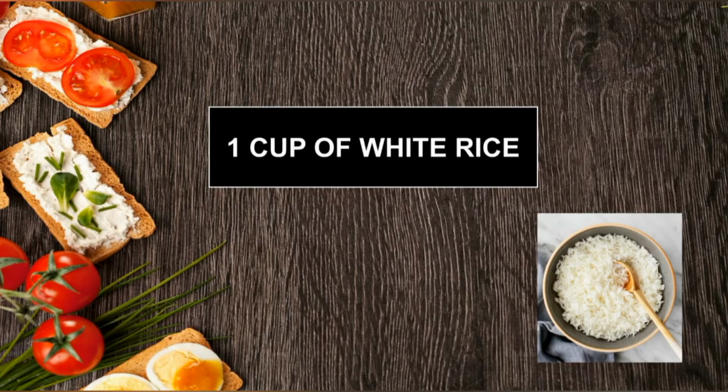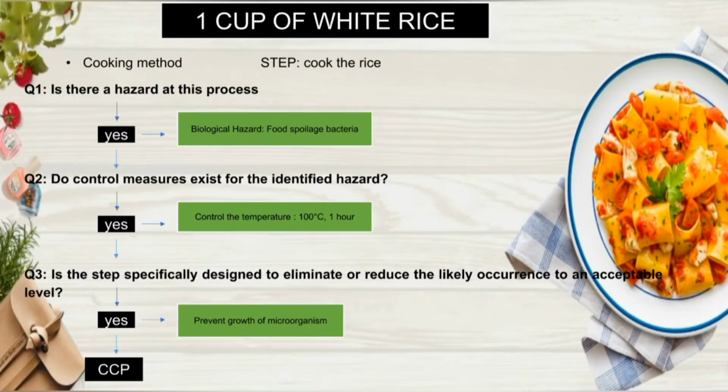Firstly, 1 cup of white rice. The step is cooking method. Cook the rice. Is there hazard? Yes. Biological hazard. Food spoilage bacteria. Do control measure exist? Yes. Control the temperature 100 degrees Celsius for 1 hour. It's a step designed to eliminate the hazard to an acceptable level.